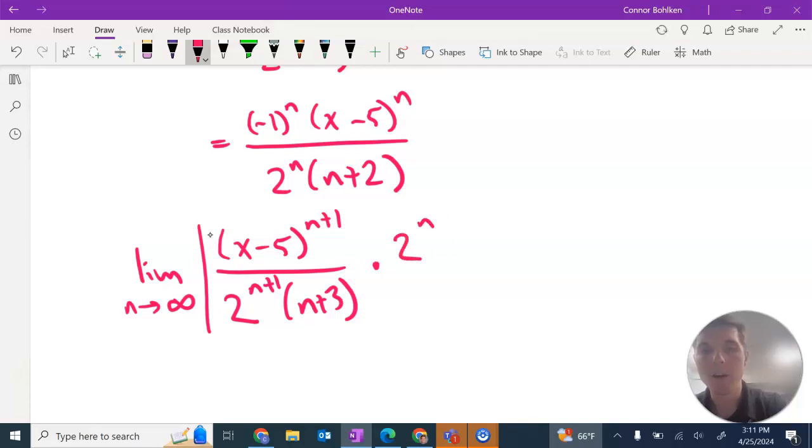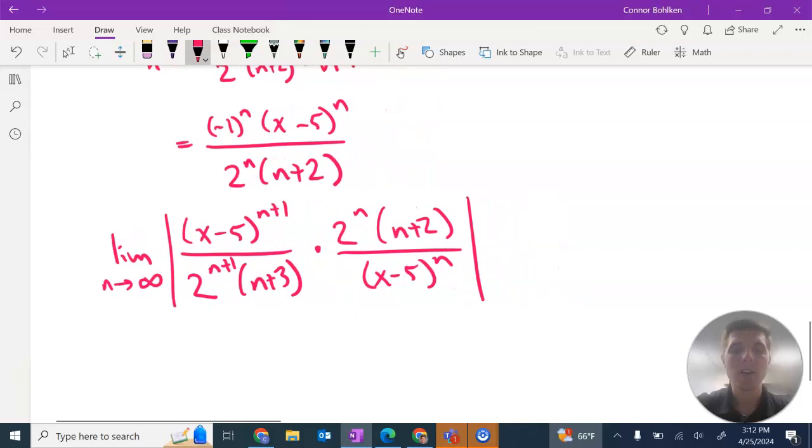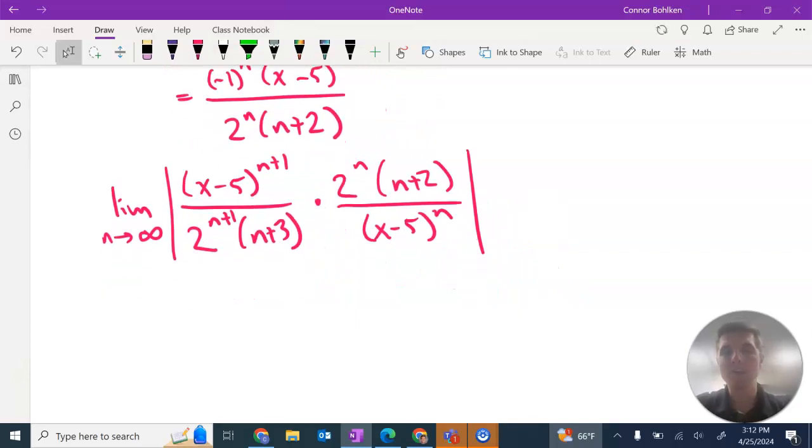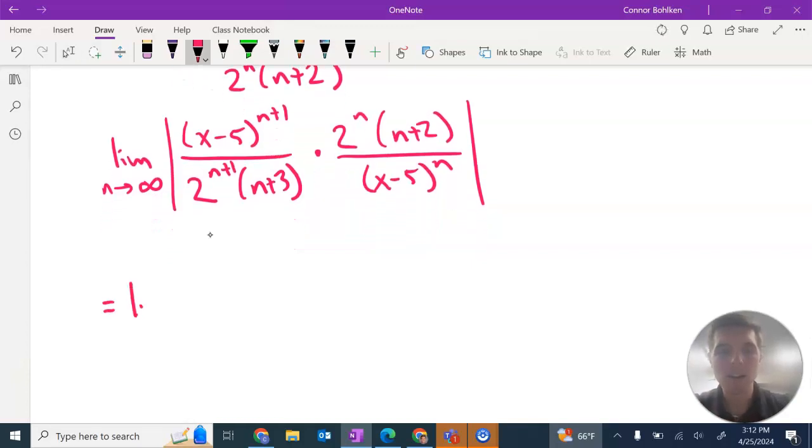So 2^n times (n+2) all over (x-5)^n. Just be super precise here. We need to show whatever x values make this thing less than 1, that's where it converges. So let's start by canceling some things. Let's rewrite this here. Limit as n approaches infinity. Make sure you write that every time. Some of us have been a little bit too sloppy here.